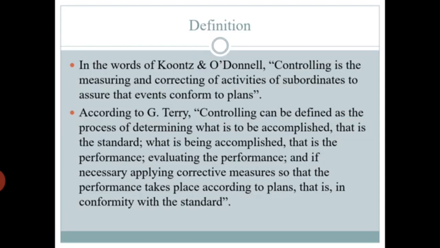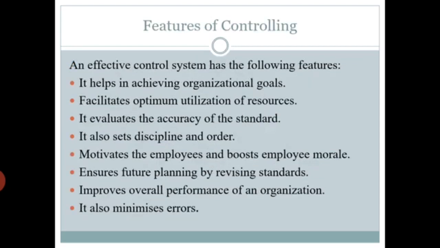Now let's see some of the features of controlling. An effective control system has the following features. Which are the features? First, it helps in achieving organizational goals. See, all those organizational goals and targets which you thought of while establishing the organization can be met effectively by the controlling function.